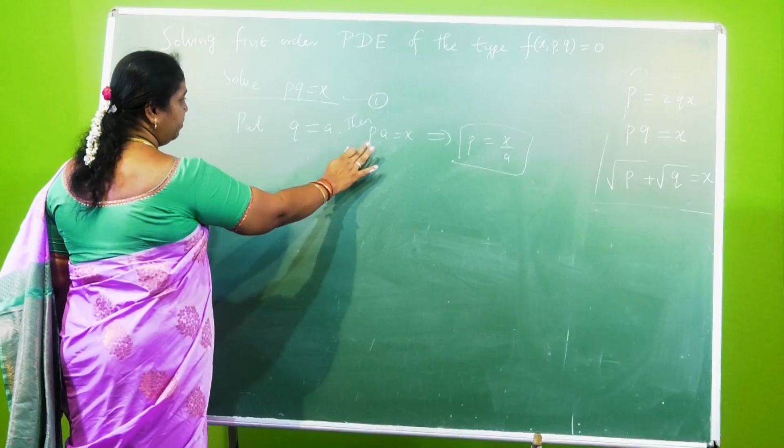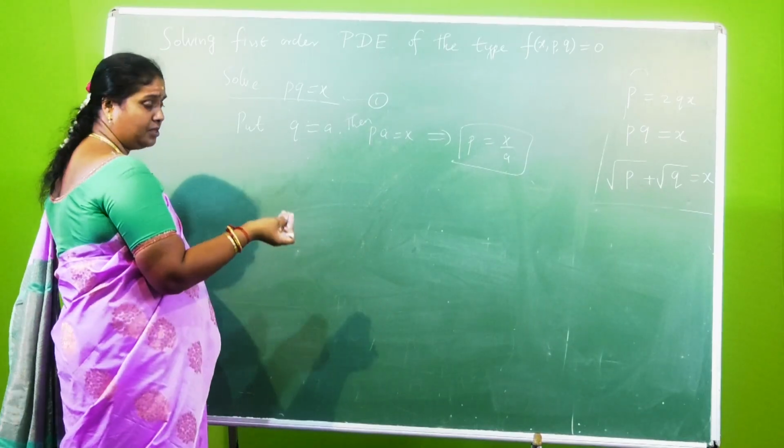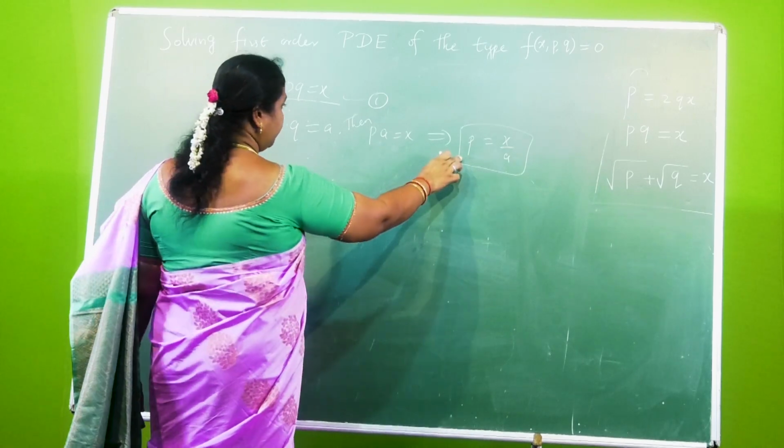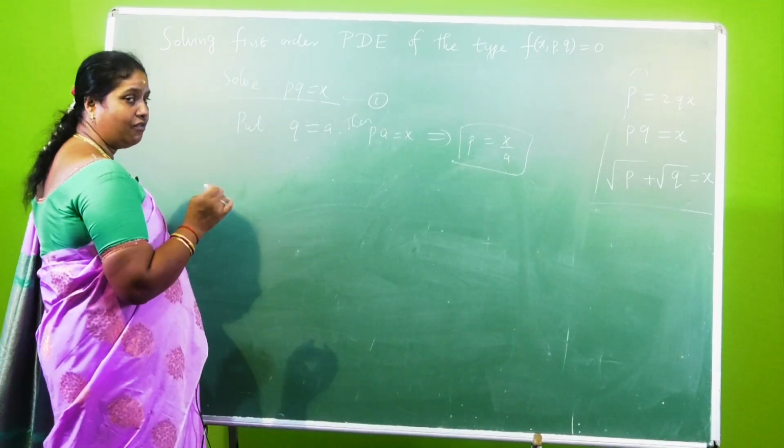Then what will you get? pa equal to x. It's just a simple expression, so you can directly get p. What is p? p is nothing but x by a. So then what should you do?